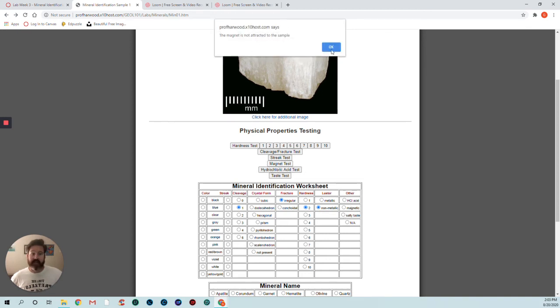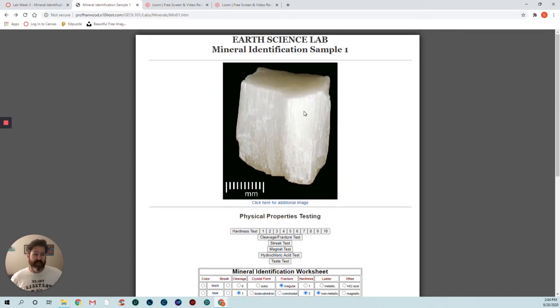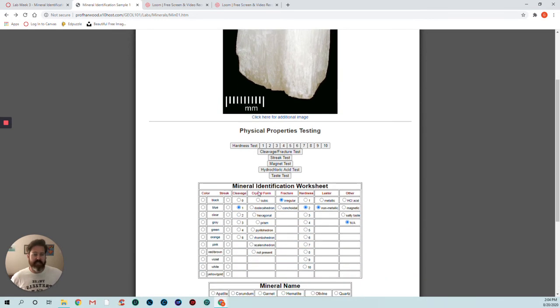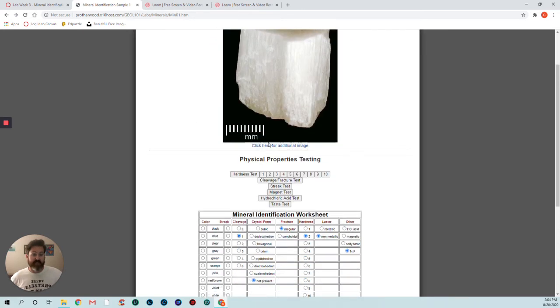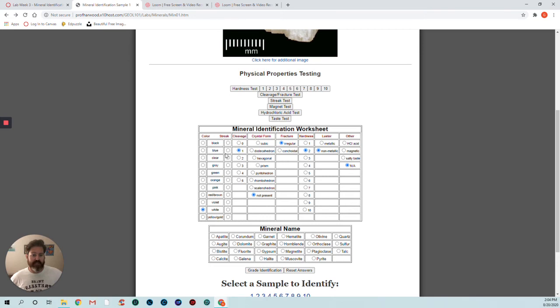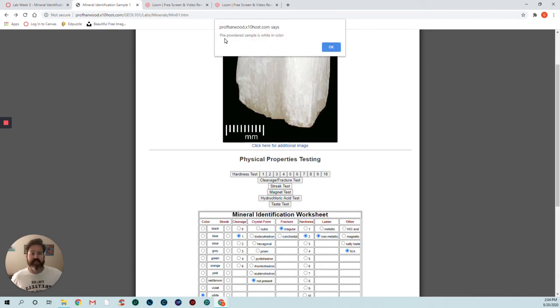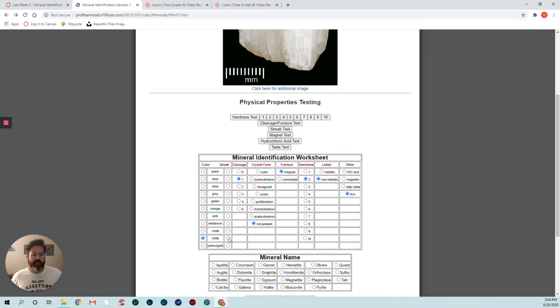Let's see, is it magnetic? The sample is not magnetic. Does it have a salty taste? Taste test? Nope, so none of these are applicable to this. The crystal form, if I look at it, it's kind of irregular. I don't really see an obvious crystal form, so I'm just going to say not present. The specimen itself is white. Let's perform the streak test. The powder is white. Okay, so it's also white. So I've done all of these. This is where I'm at. A hardness, 1 cleavage plane, a white mineral, irregular fracture, hardness of 2, non-metallic.